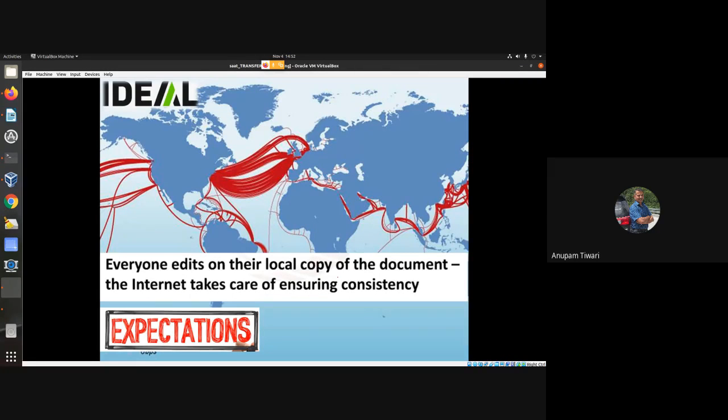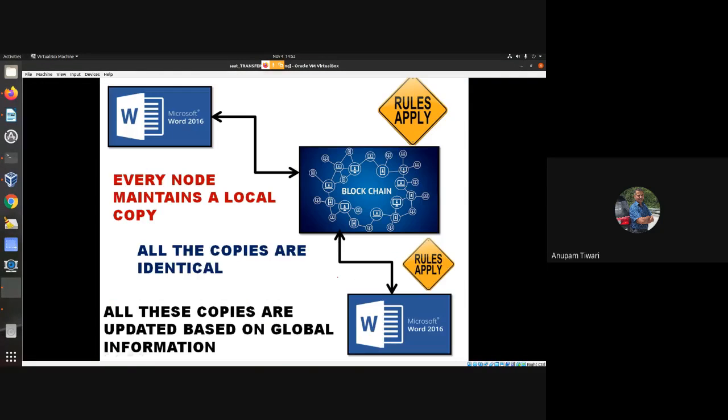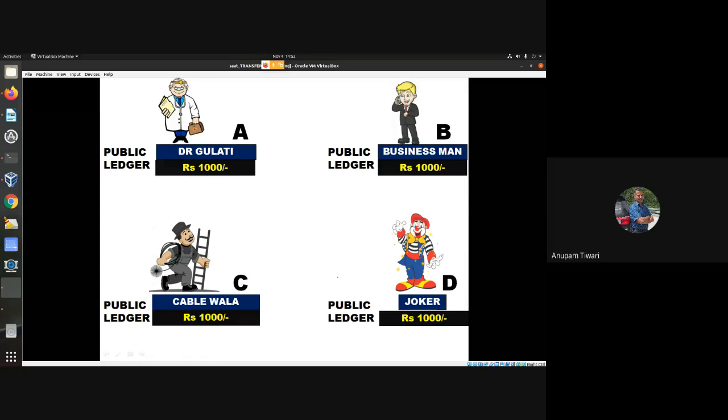The ideal condition is, instead of a centralized environment wherein a central control is there, the ideal expectation from a blockchain is that everyone, you and me or any other user, has a local copy of the entire blockchain on their PC, and the internet takes care of ensuring consistency. Every node that participates in Bitcoin transactions has a copy of the entire blockchain. All the copies are identical, and all are updated based on global information.